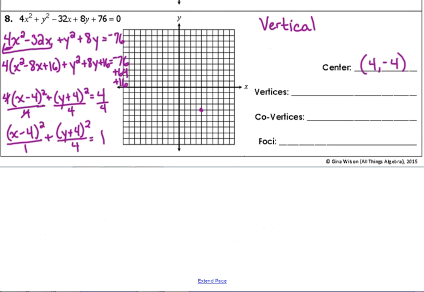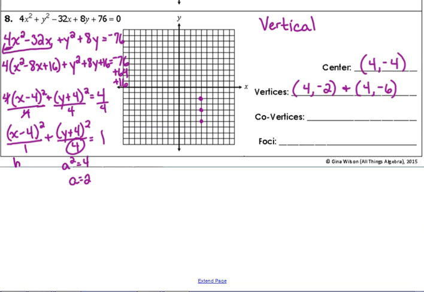The vertices. Okay, the vertices are on the major axis. So a squared is equal to 4. So a is equal to 2. So we go up 2 and down 2 from our center. So they have the same x. They have different y's. So the x stays the same. We add and subtract 2 from the y coordinate of the center.